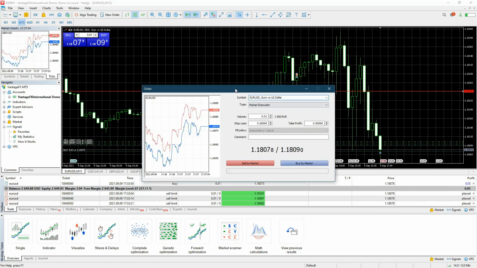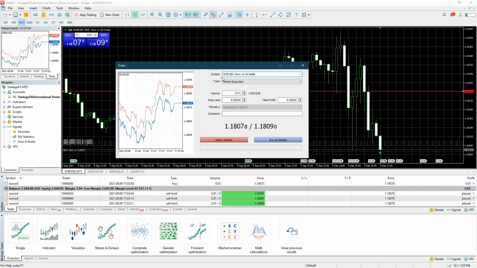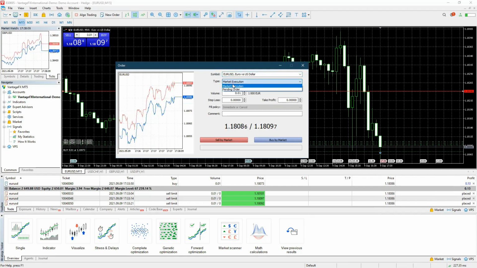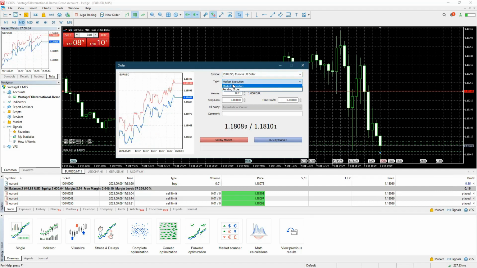Now when you come to new order, you get the options. You see the symbol you're trading, and then your execution type: market execution, or a pending order. The market execution instantly takes the trade at that particular time, and a pending order gives the broker conditions on what exactly to do or what to wait for before taking the trade. So now we're going to use the pending order.